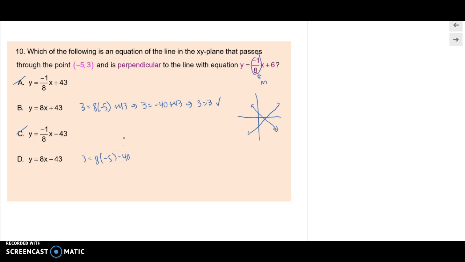And, if I could write, I'm getting a little ahead of myself here, knowing that's not going to work. When I've got negative 40 minus 43, that's negative 83. So those numbers aren't even close. B would be our correct answer there.